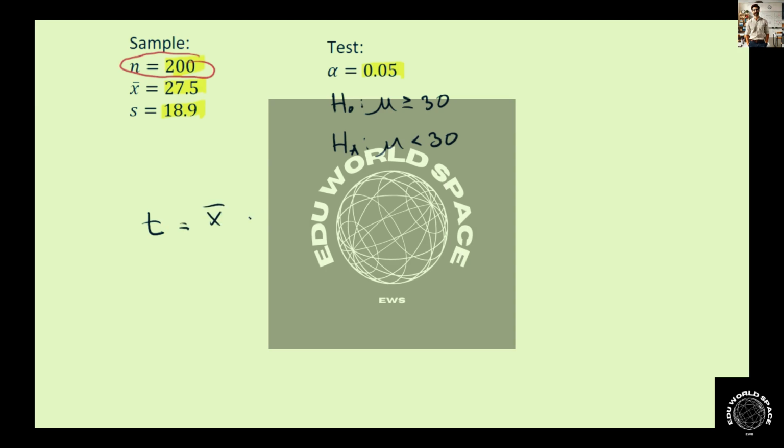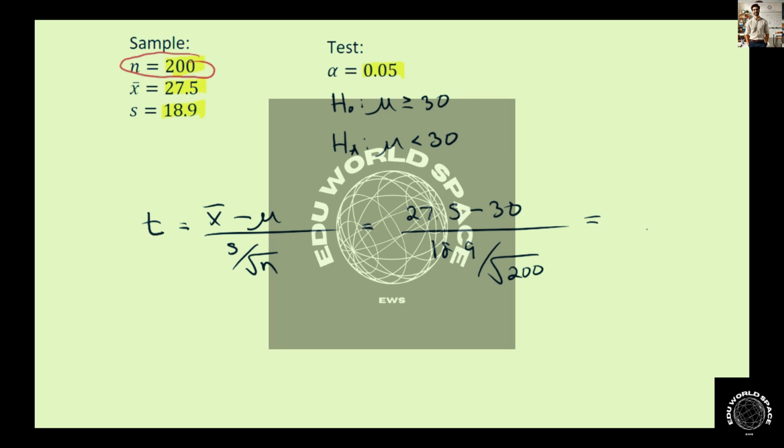It's the sample average minus the null hypothesized mean divided by the sample standard deviation over the square root of the sample size. And this is equal to 27.5 minus 30 divided by 18.9 over the square root of 200. And this comes out to approximately minus 1.871.